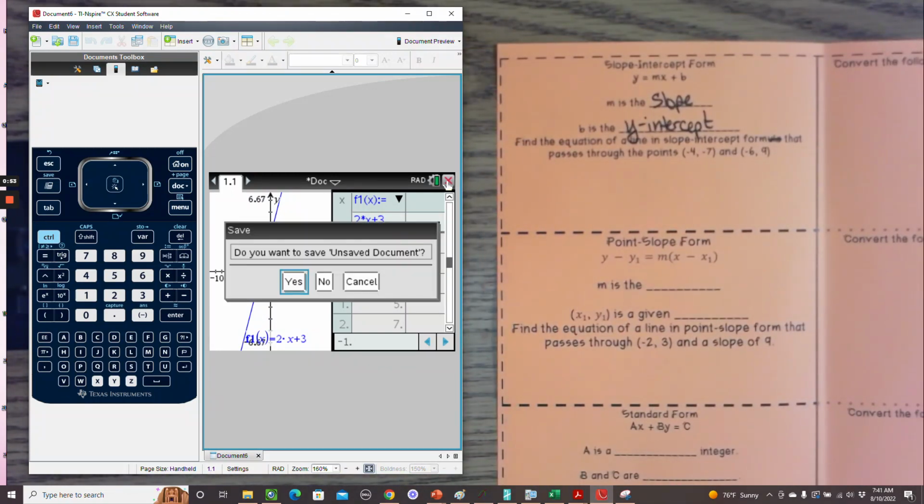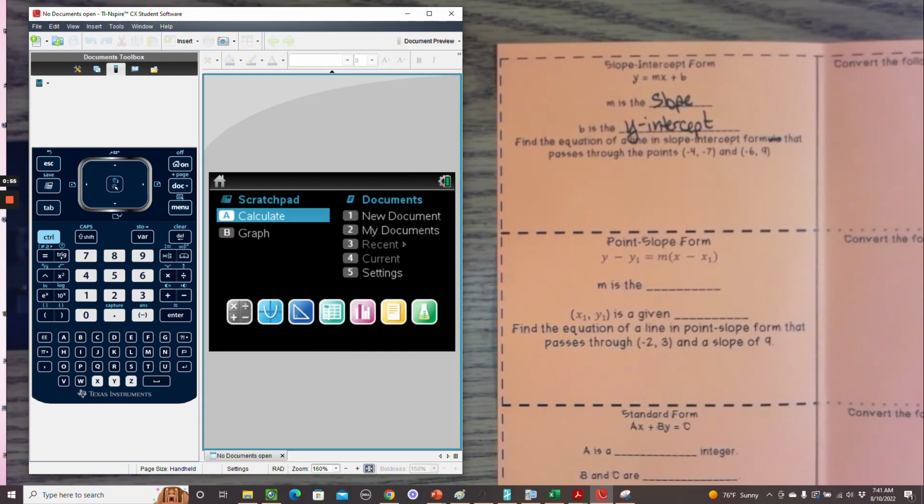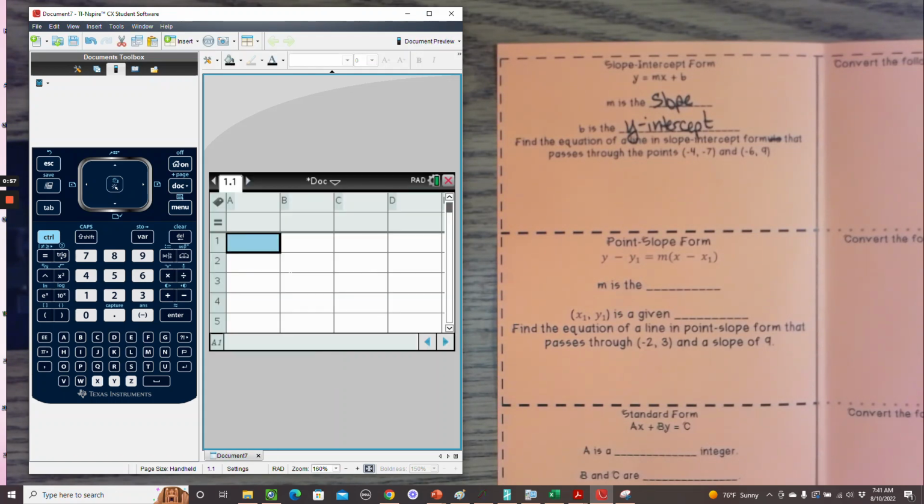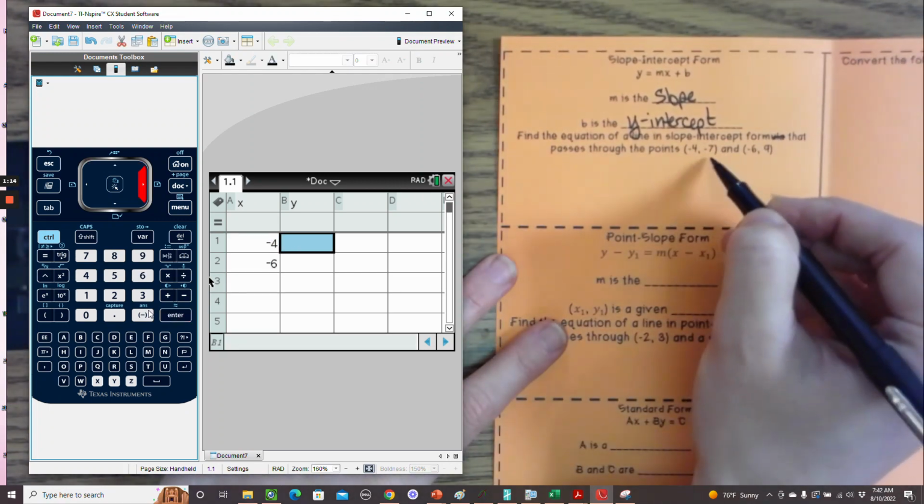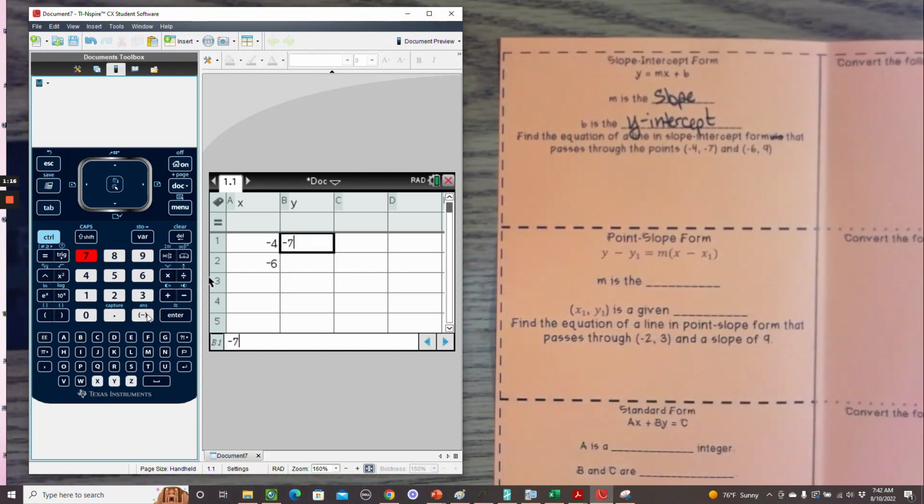So what we're going to do is go to spreadsheets, list in spreadsheets. Up here where it says A, we're going to type an X. Up here where it says B, we're going to type a Y. So we're going to put our X values, -4, -6, into the X, and then we're going to put the Y values. Make sure the Y values match up. -4 goes with -7. 6 goes with 9.